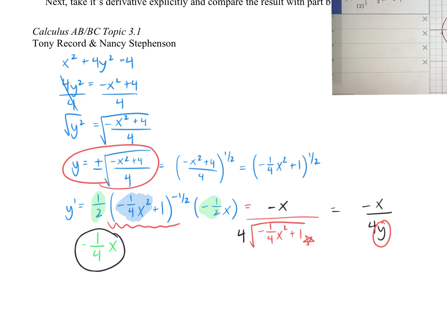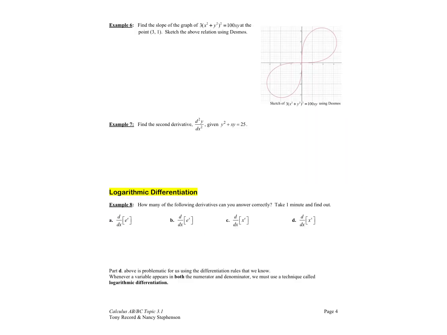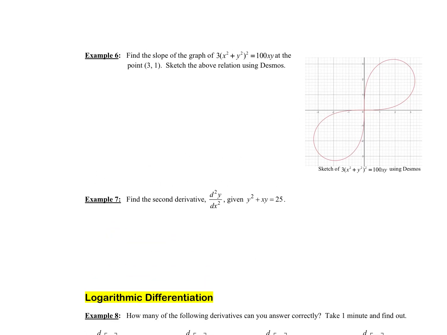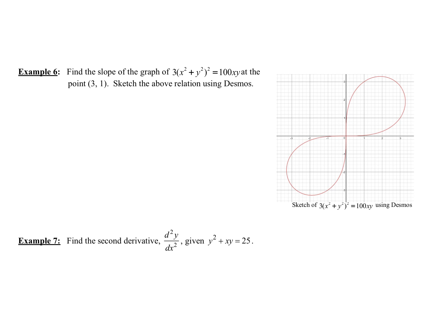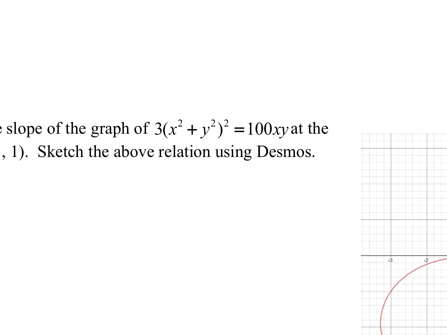All right. Let's look at the next page here. Okay, we are only going to go through example 7. We are not doing logarithmic differentiation, so stay with me for 2 more examples. Okay, first example here says find the slope of the graph. The graph is over here on the right. This is what it looks like, a little infinity symbol, okay? And this is the whole thing. We've got 3x squared plus y squared, squared, and then 100xy on the right-hand side.